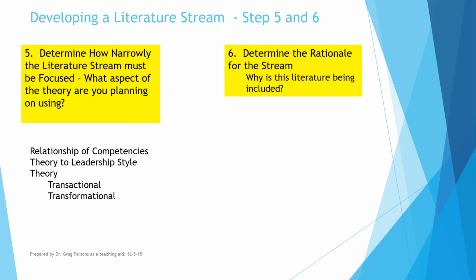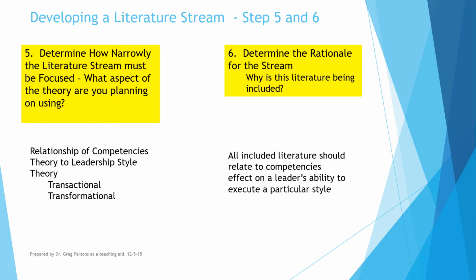So now you've even narrowed it, focused it down more narrowly, and now you're looking for literature that's related specifically to competencies and their effect on a leader's ability to execute a particular style. All right, so we've gone again from the whole world of all the different leadership theories down to only the literature now that tells us what has been written about the relationship between competencies and particular style.